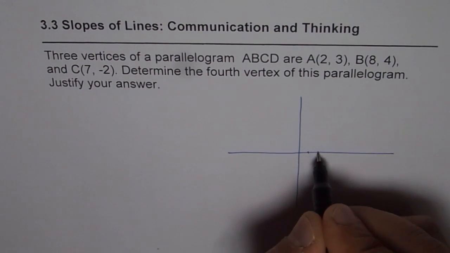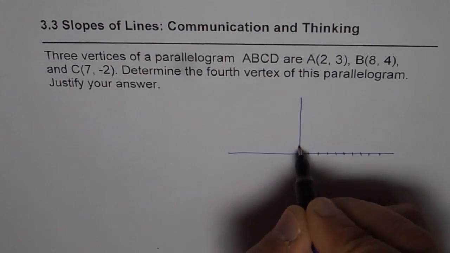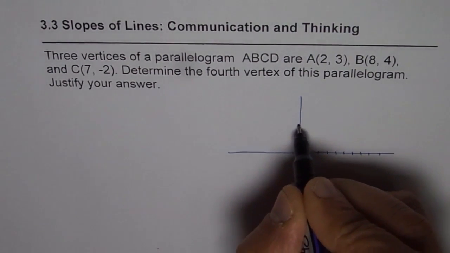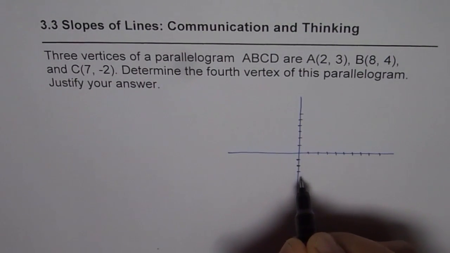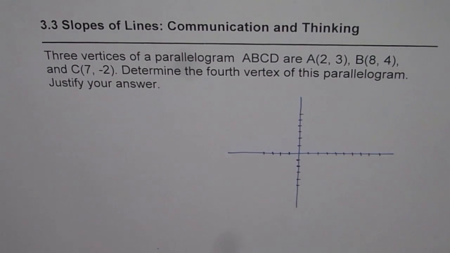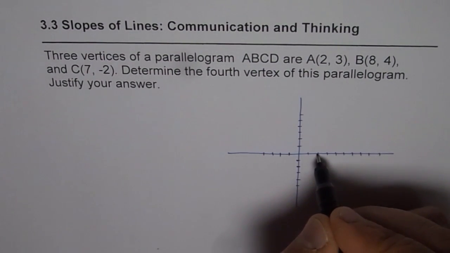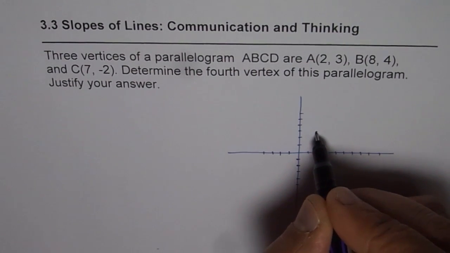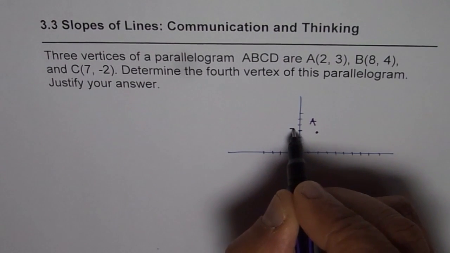So you say 1, 2, 3, 4, 5, 6, 7, 8, 9. And 1, 2, 3, 4, 5, 6. 1, 2, 3, 4, 5. 1, 2, 3, 4. Some points, right? So the first one is A (2, 3). So 2 and 3 is right there. So that is point A for us.